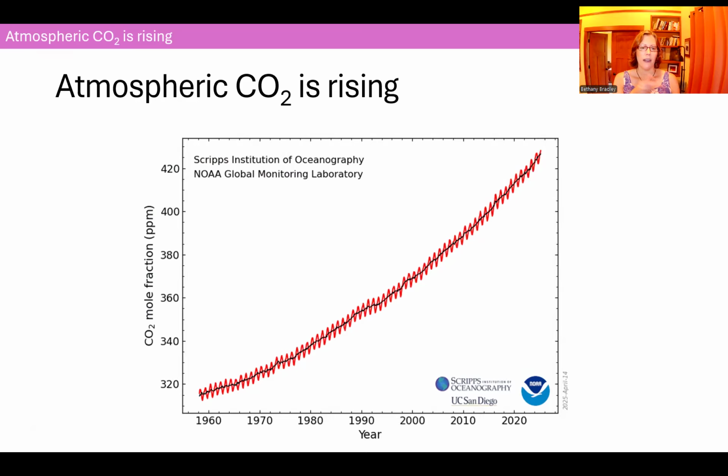But the most important line on here is the black, which is the long-term average. That's the main thing to pay attention to, that the rise in CO2 caused by human emissions is not slowing down. Arguably, it's still increasing. The rate of increase is also increasing.